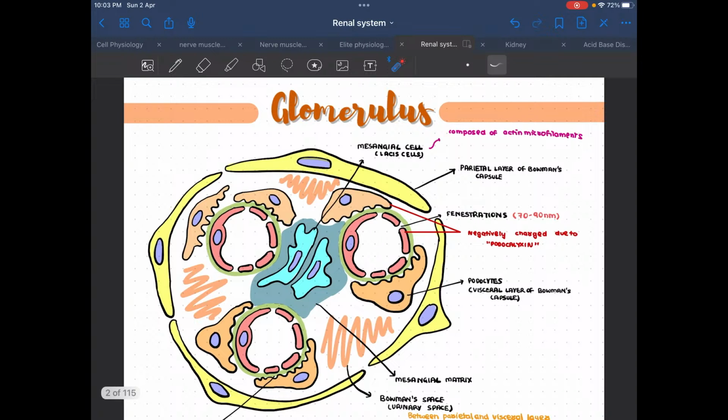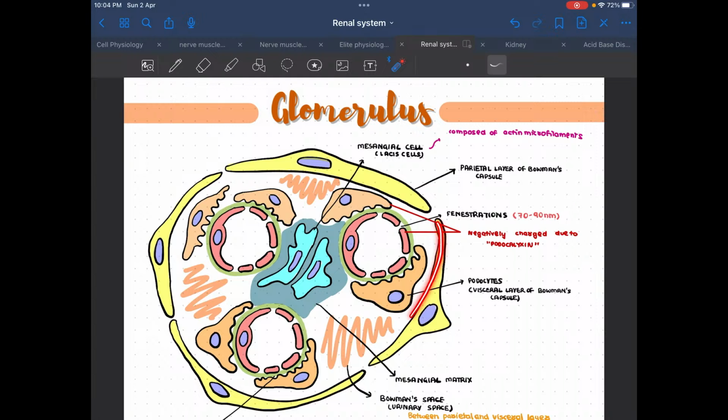So first of all, we'll be looking over the basic structure of a glomerulus. As we all know, a glomerulus is a tuft of capillaries and it arises from the afferent arteriole and then ends into an efferent arteriole. This is the basic layout of a glomerulus. As you can see, first we discuss something known as epithelial cells. We have two types of epithelial cells. We have the parietal epithelial cells and we have the visceral epithelial cells.